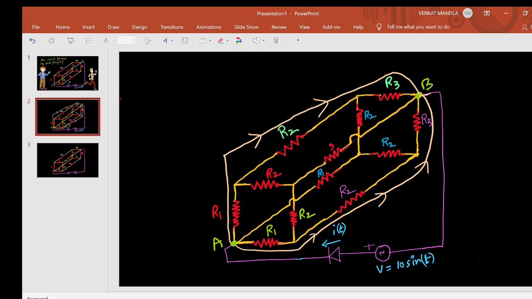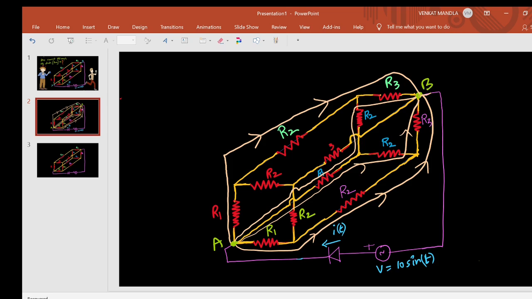Right. I will take one more path here. This is the path. First R1, then R2 and then R3. Same. Then I will take one more path: first R1, then R2, then R3. So what are the symmetrical nodes here?